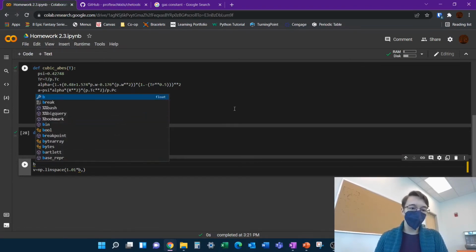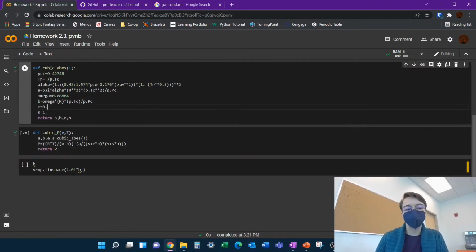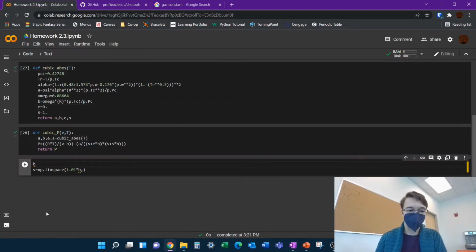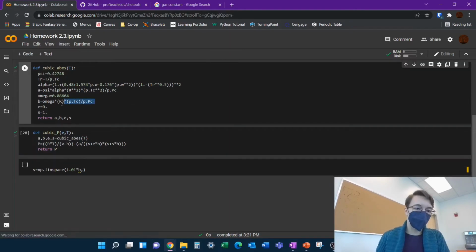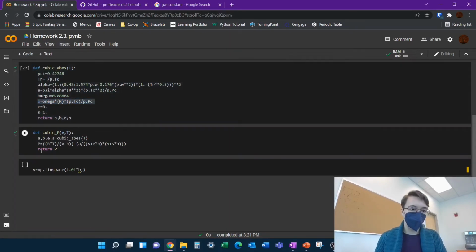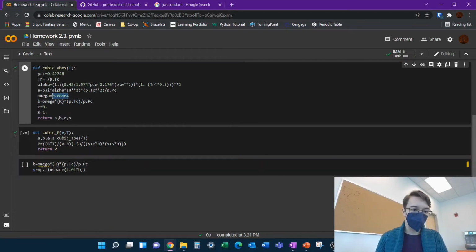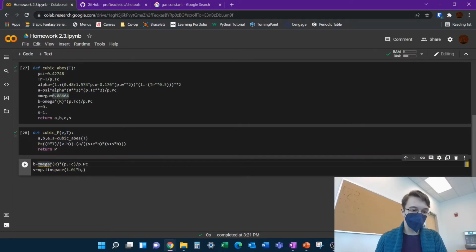Because we've defined B up here, but we haven't called the function yet, so the code's not going to know what B is. So we can do that just by copying this code up here and pasting it down here. And then copy the omega, just stick it in the omega spot. Alright, so now I'll calculate B for us and then use that to calculate our V values.